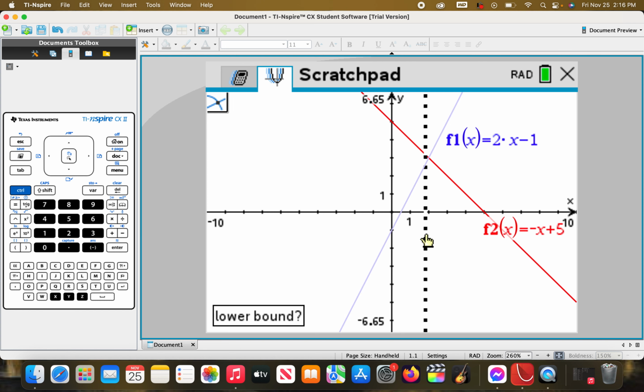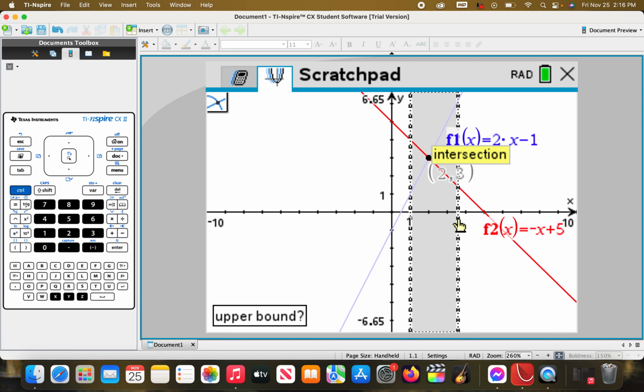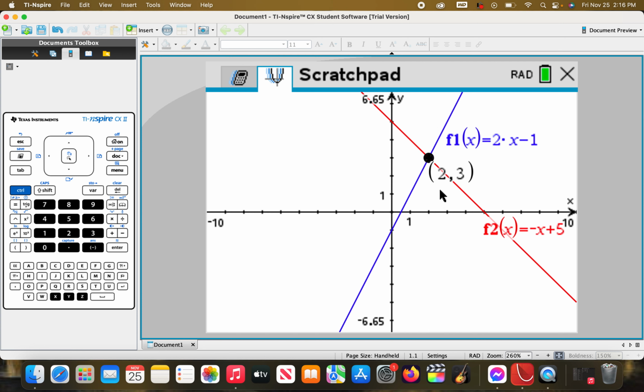It says lower bound. It just wants to give you an estimate of like what's on the lower side of the intersection. Just to the left of it, press enter. Same thing for upper. I'll just hit something around the opposite side on the right side of the intersection. And then it tells me my intersection, which is 2, 3, and that's my solution to the system of equations.